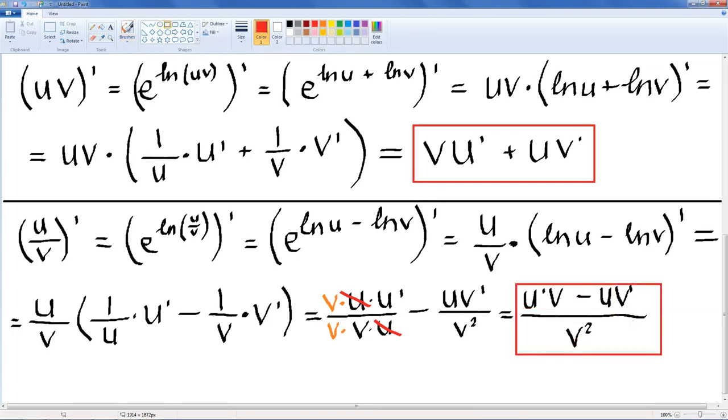We're done. So as you can see, it's a very, very easy, very elegant, very fast proof of the basic derivatives.